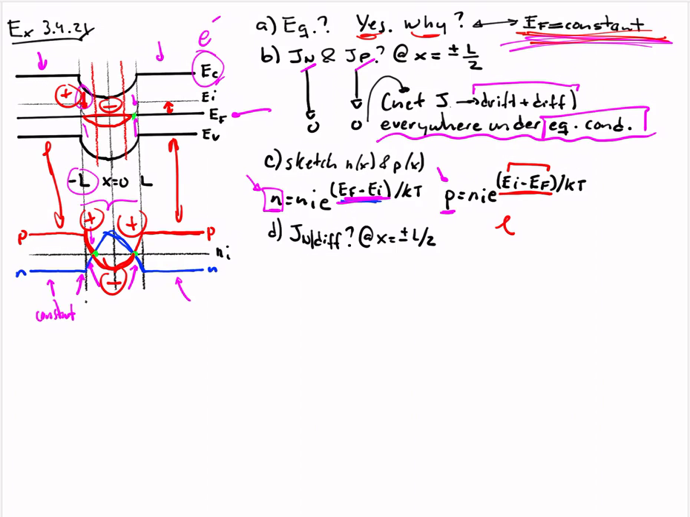So, those are the graphs for the current density. And all of them are based on the fact that the formulas are there. And we already had them from before.